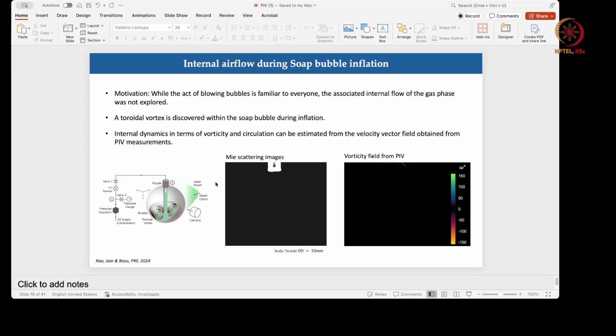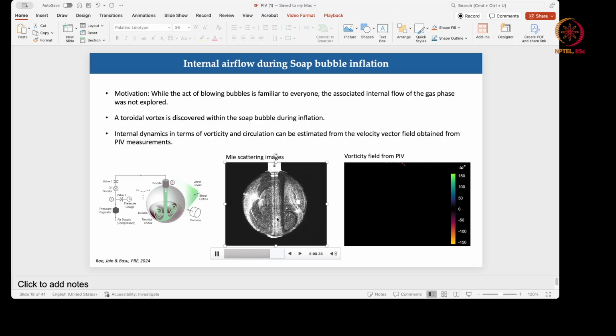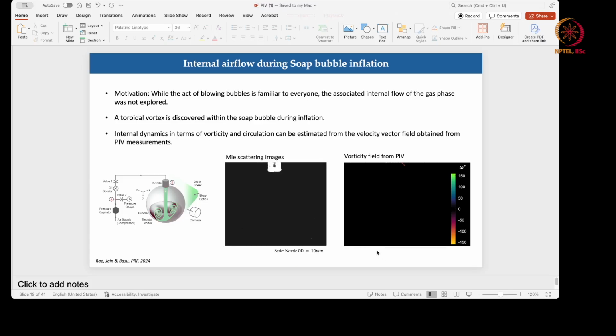As we know, these are the Mie scattering images if you look at them. This is strongly seeded, so you can see the flow structures. You can see the toroidal vortex. You see the flow is actually rotating here, and here you can see the corresponding vorticity.